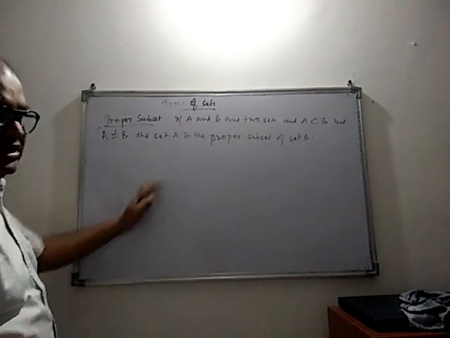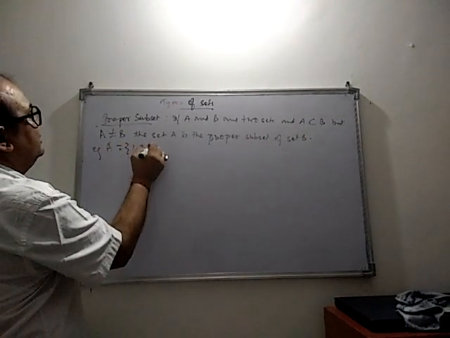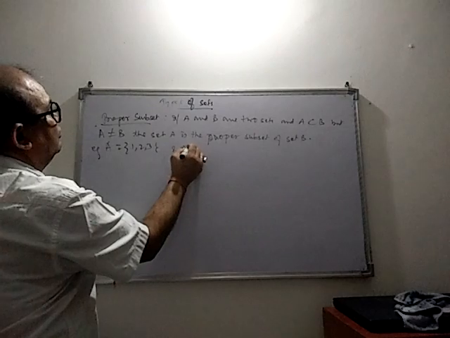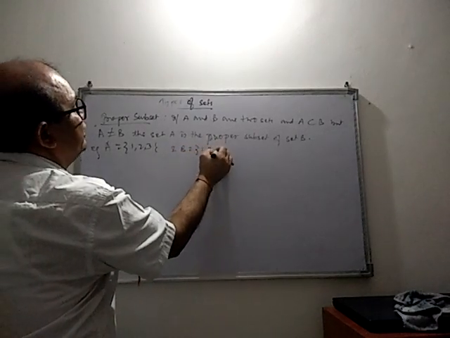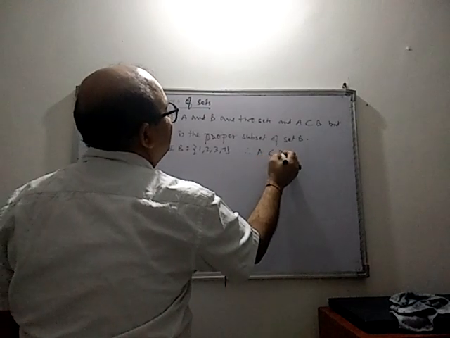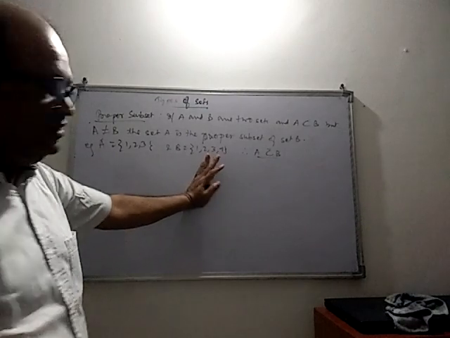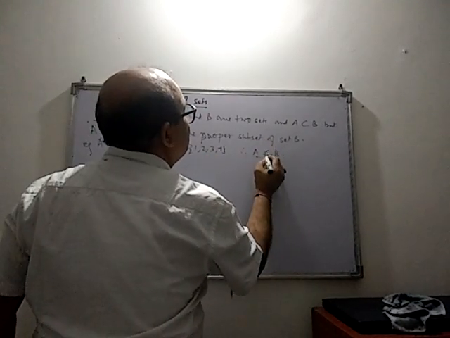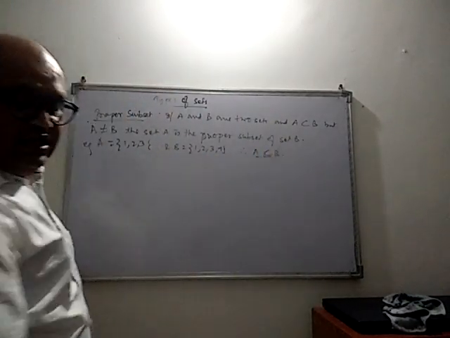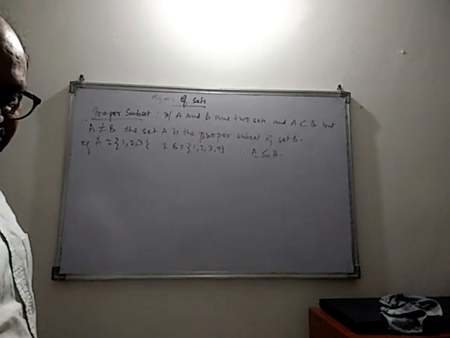What I told, for example: suppose A equals {1, 2, 3} and B equals {1, 2, 3, 4}. Therefore, A is a proper subset of B. This is how it is written. Now, one more example among the real numbers and natural numbers.